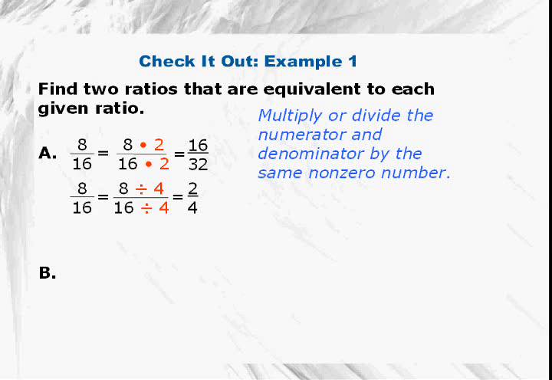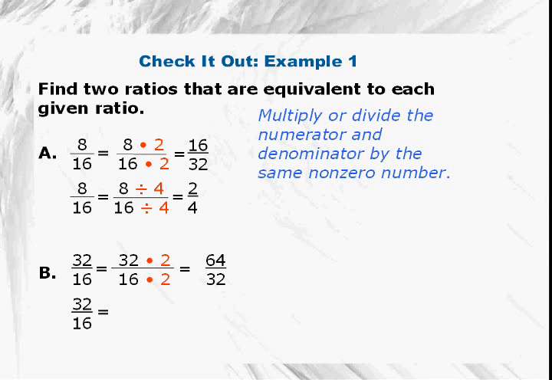Here's your next example. 32 to 16. I chose multiplication by 2. If you multiply or divide the numerator and denominator by the same number, that can't be 0, you can get an equivalent ratio. Mine is 64 to 32.